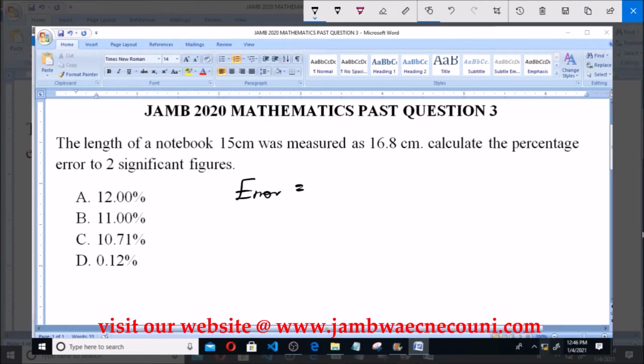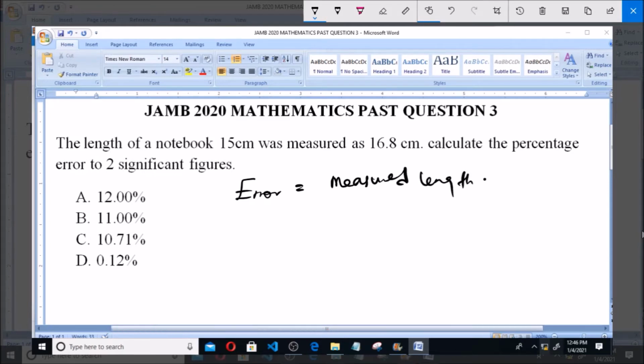Now, if the original length of the notebook is 15 cm, we can say that the error is equal to the measured length minus the actual length. The measured length is 16.8 centimeter minus the actual length, which is 15 centimeter, and that will give us 1.8 centimeter.